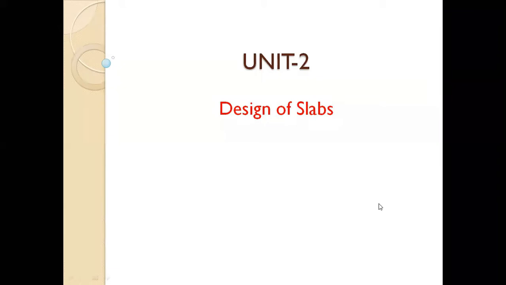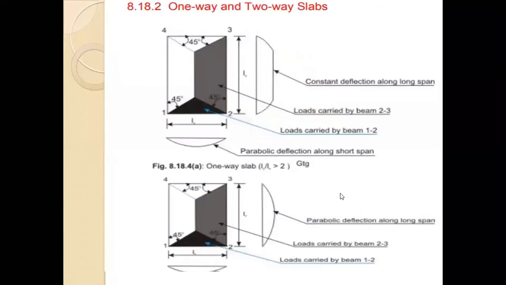As all of you already know what is the meaning of slab and where it is provided, I'm not going into the details of that. So here we will start now. Basically there are two types of basic slab, that is one-way slab and two-way slab. Now here on the screen two diagrams are there. The first is of one-way slab, and the second diagram is of two-way slab.